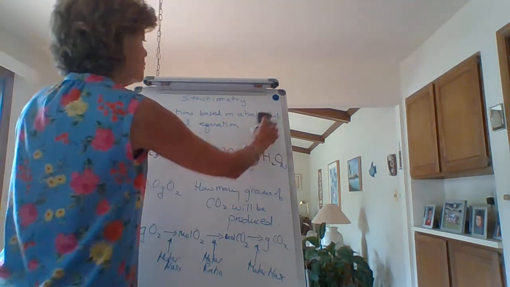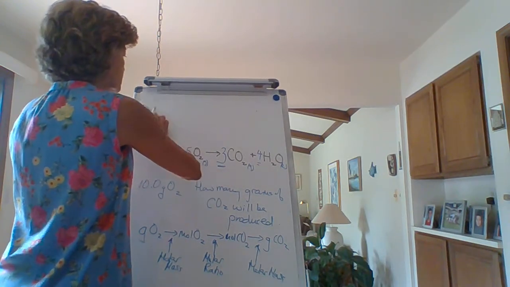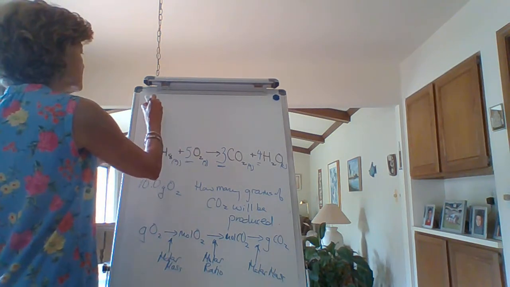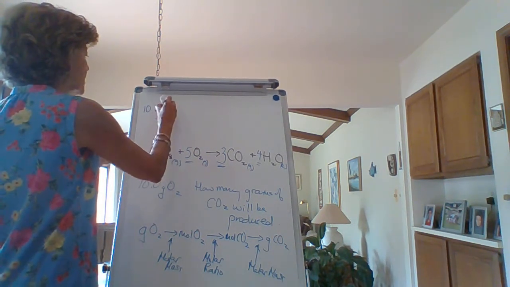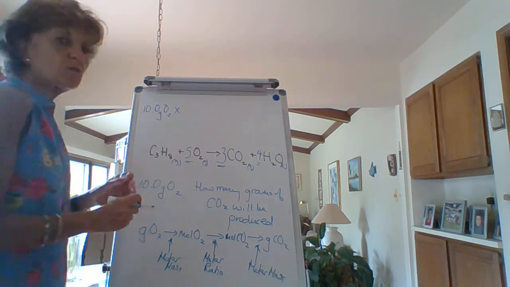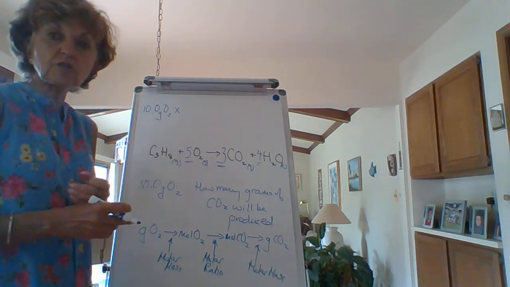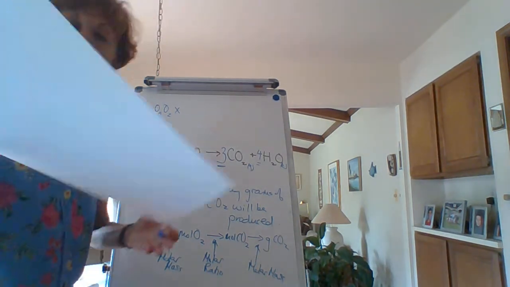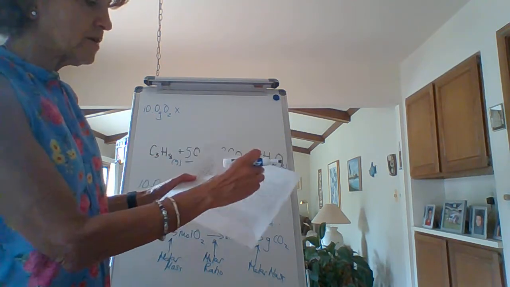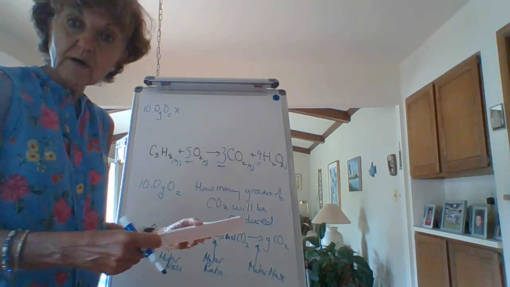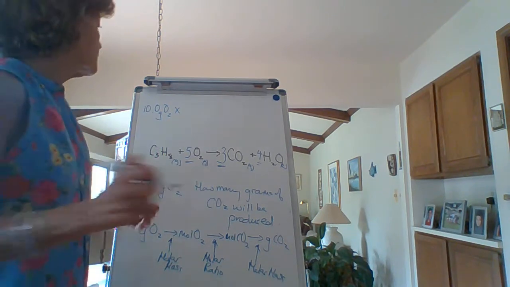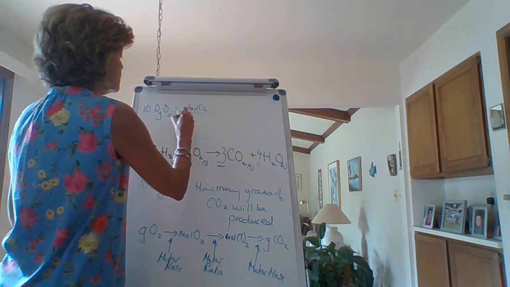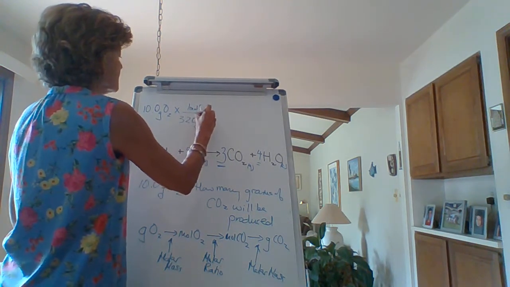Now let's actually do the math. I'm going to do it up here, okay? So we've got 10 grams of oxygen. The first step is that we need to convert our grams of oxygen to moles of oxygen. So we need the molar mass of oxygen. You go to your periodic table, you see the mass of oxygen is 16. You have 2 of them, that's 32. So you say 1 mole of O2 is 32.0 grams of O2.